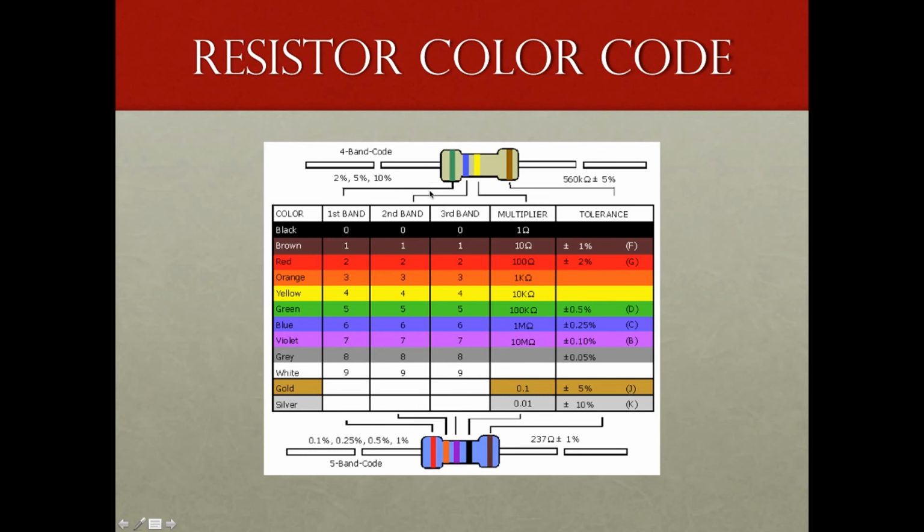Now on this other one here, you can see where that comes in at. And it's the same thing. You're just using the green, the blue, and the yellow, and then that brown. So that's pretty much what I have on resistors.